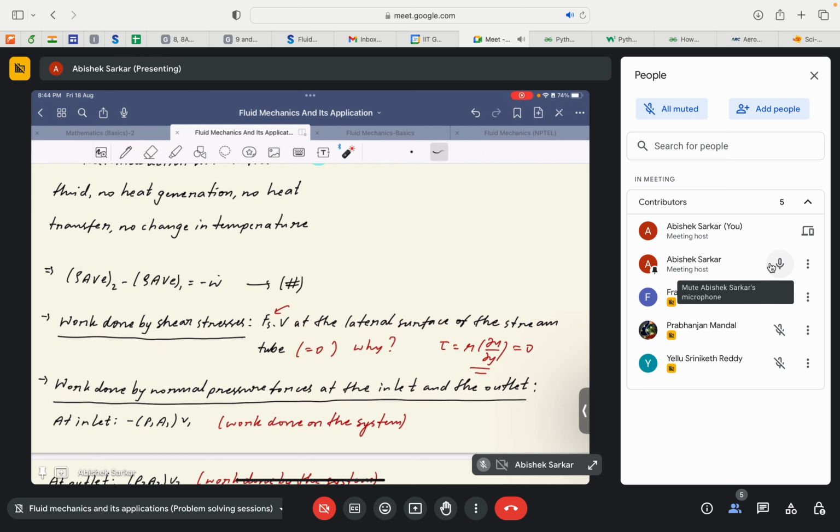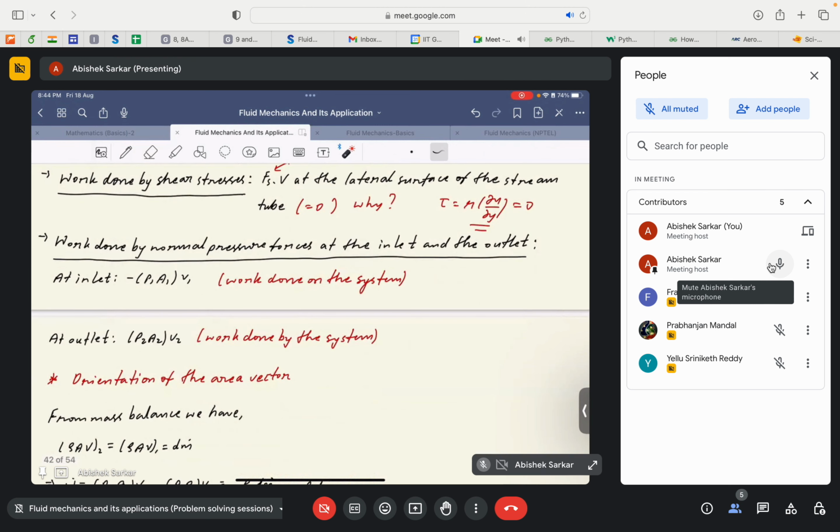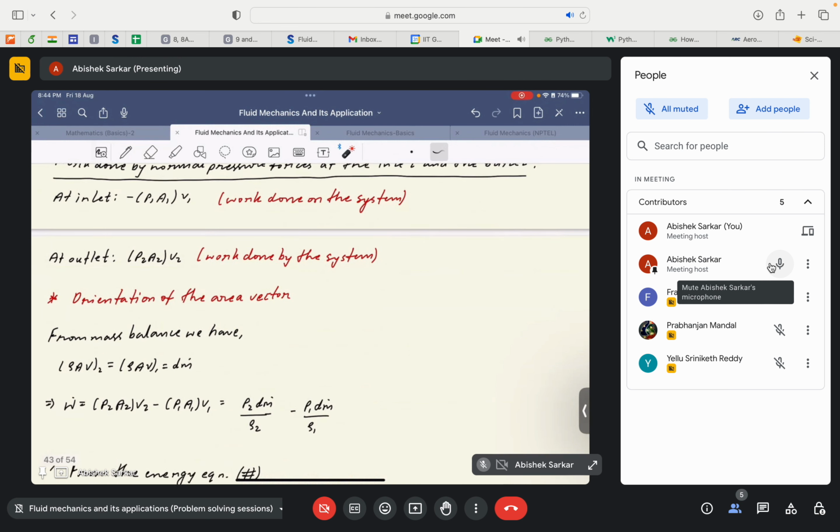Yes, no would be fine. Okay, so I hope it was clear. Then again, the work done by pressure forces can be denoted by this derivation. I suggest that we go through the lectures. So I'll just again skip through some points.